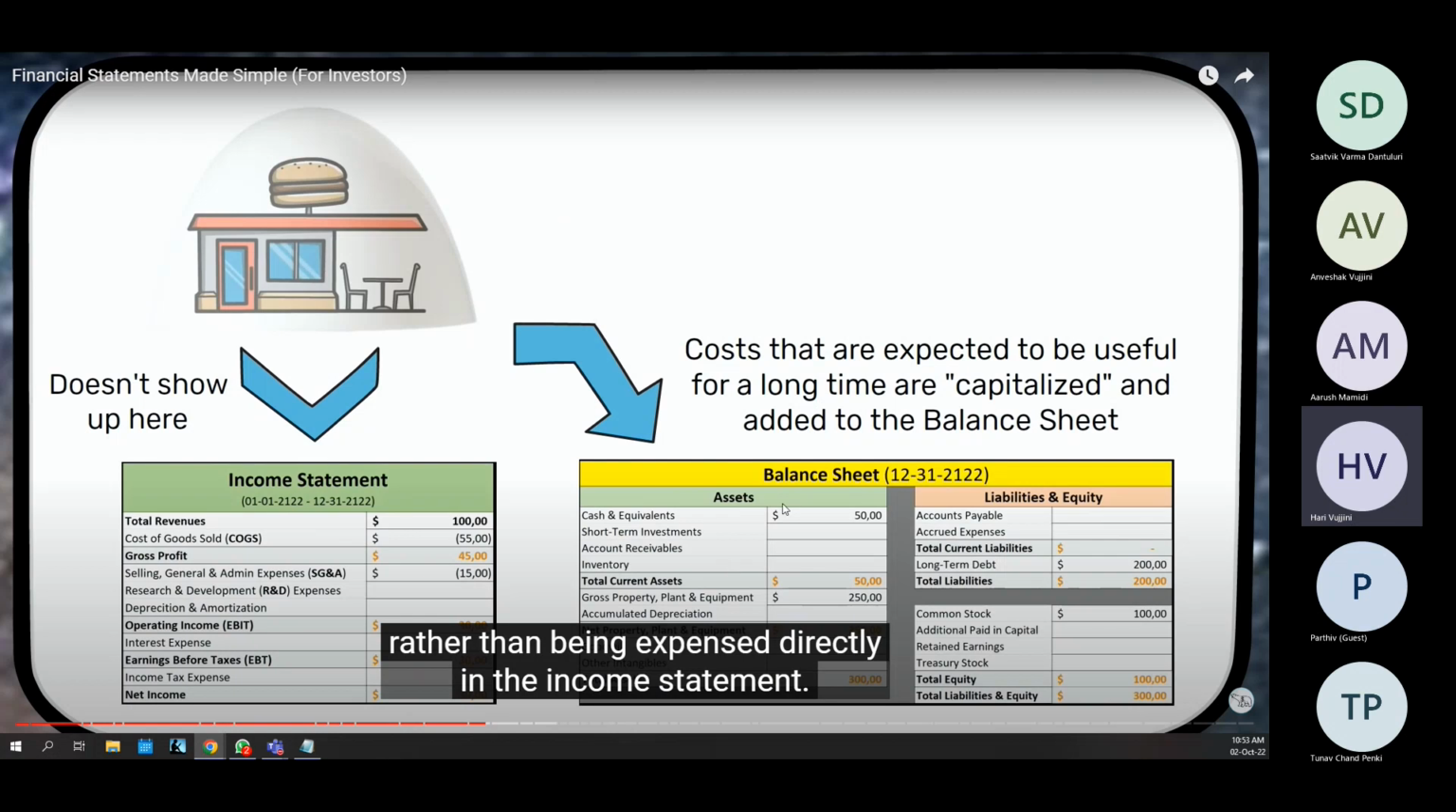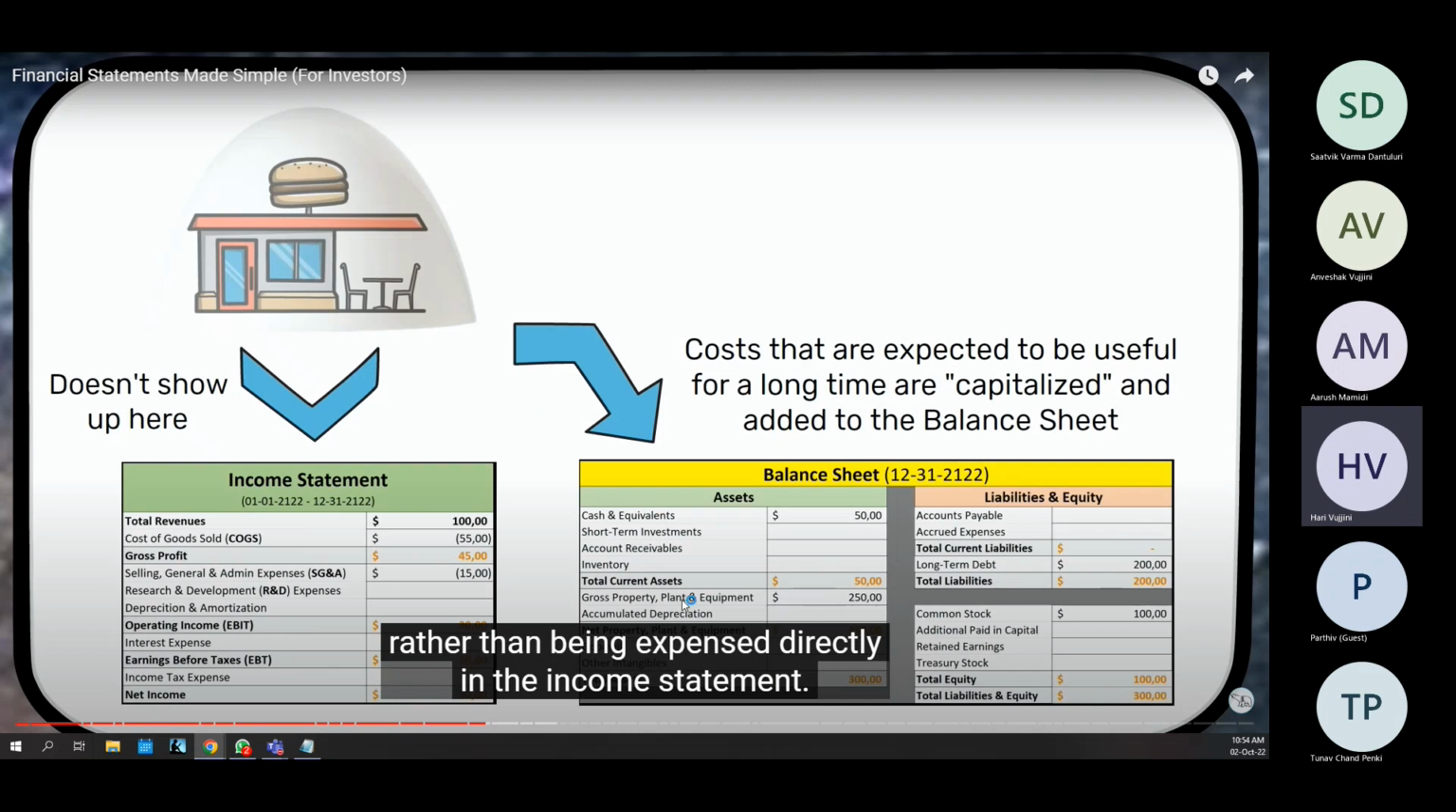So that is tracked in the balance sheet, not in the income statement. Any long-term investment in nature is captured in the balance sheet, and then they depreciate that. I know I'm using some strange words that you've never heard, but bear with me. Over time, you will familiarize yourself with these words.